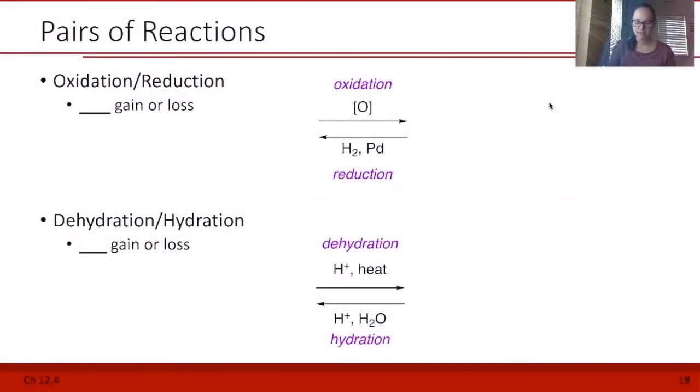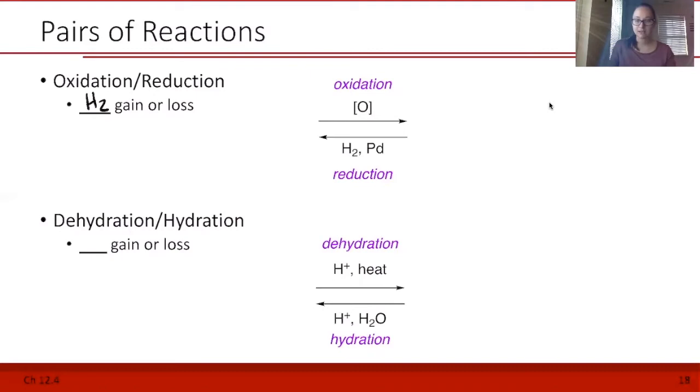Okay, so my last little aside for you is just a little bit of a tip in terms of looking at reactions in pairs. So we've learned a variety of reactions now, and looking at them as opposites of one another and being able to recognize that will be really helpful in being able to figure out what products you're going to make. So, in an oxidation and reduction, they're just opposites of one another, and you have hydrogen gain or loss.